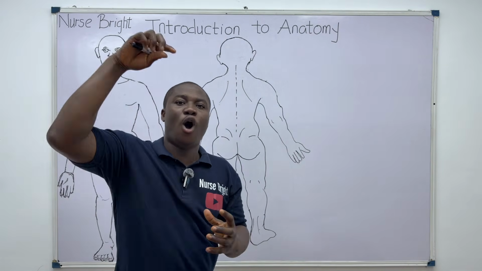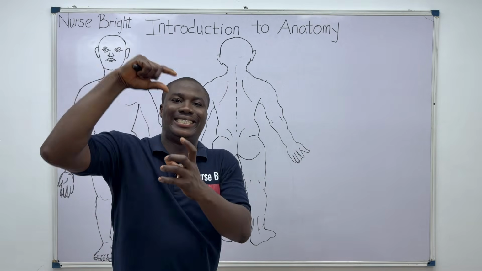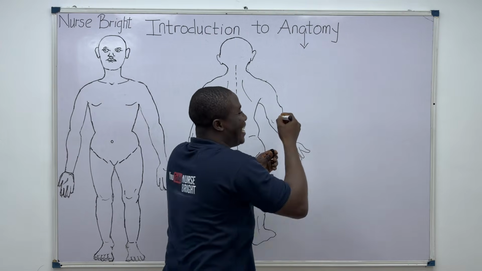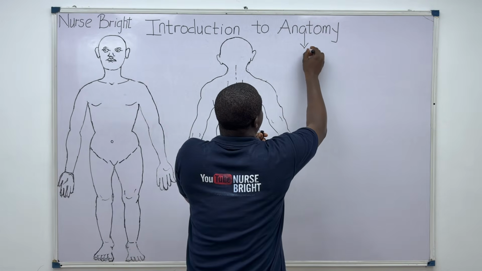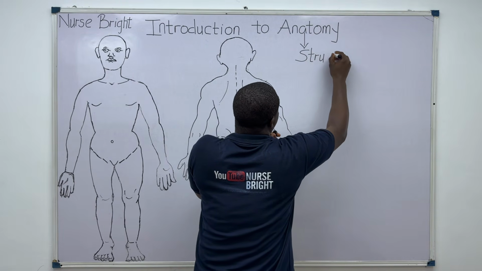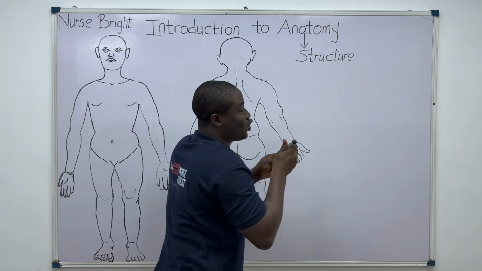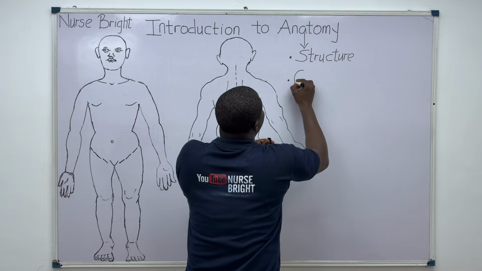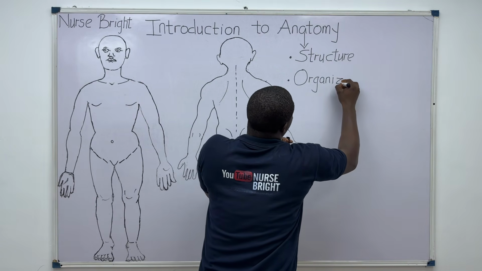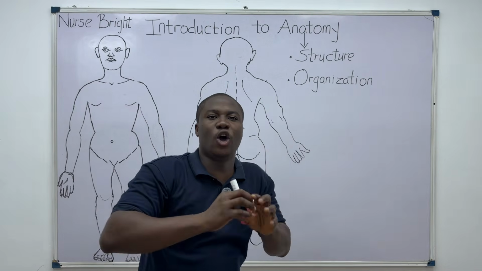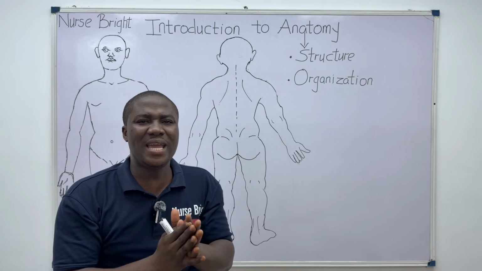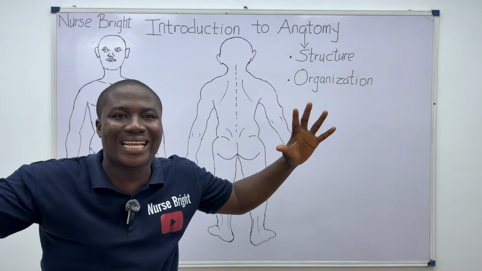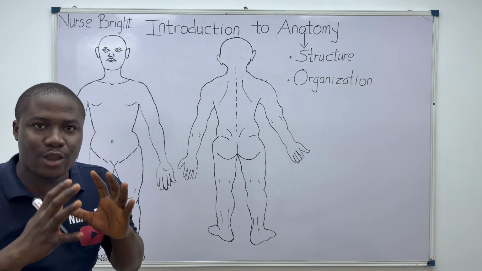Anatomy is a branch of science that deals with the study of, number one, the structure. These are what we study in anatomy. We study the structure, but not just the structure; we also study the organization of the human body. So anatomy is a branch of science that deals with the study of the structure and also the organization of the human body, the way you are seeing it on the board.